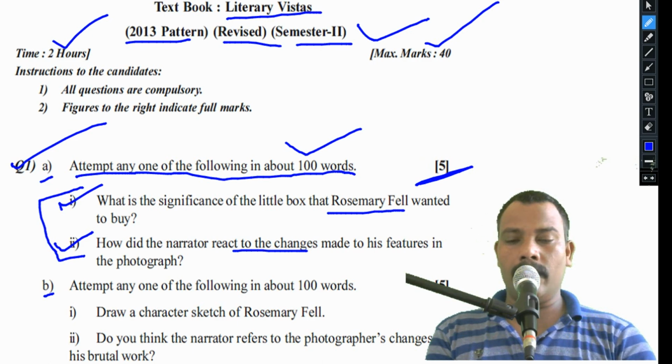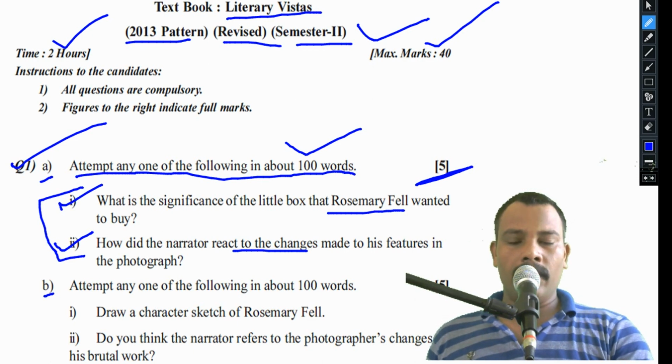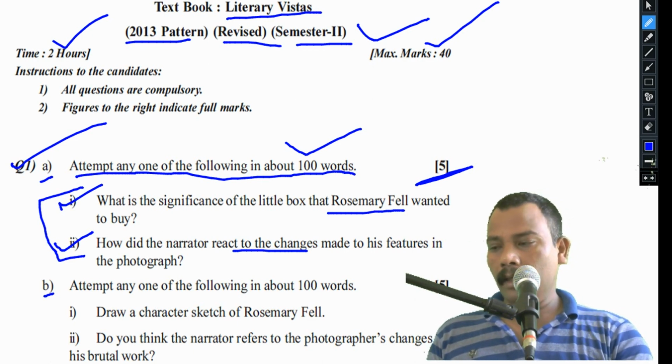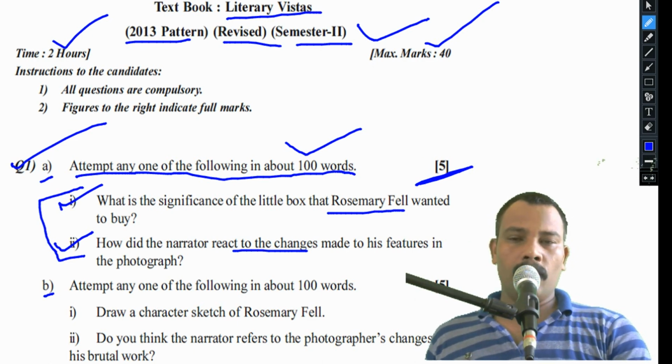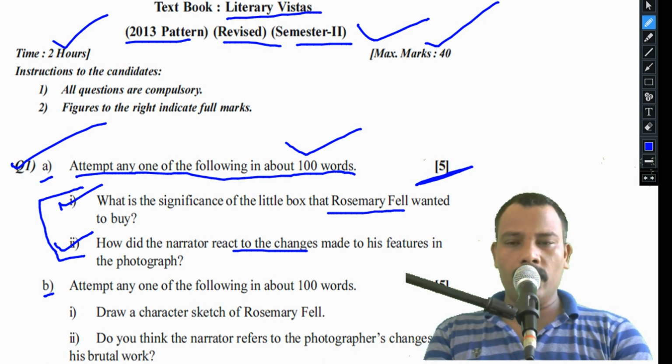One is, let me check, "With the Photographer" by Stephen Leacock. And what is the second one? "A Cup of Tea". That we already know. These are the 2 prose sections, so you need to understand this part.